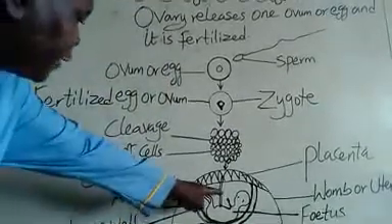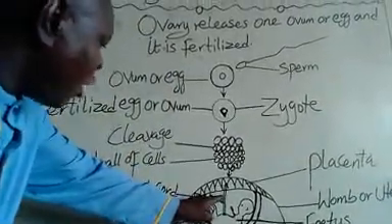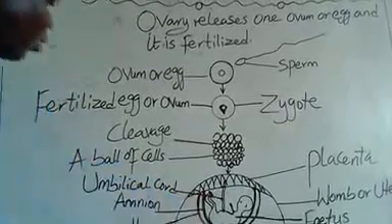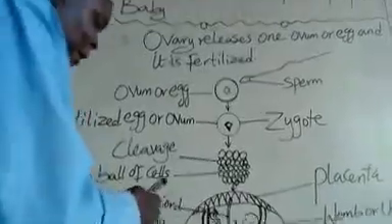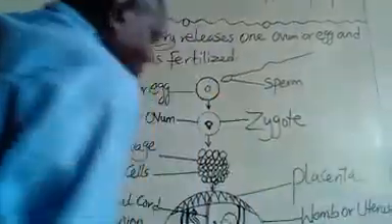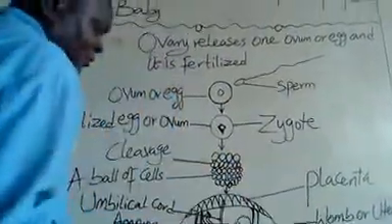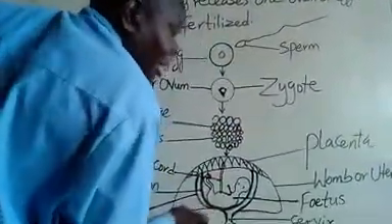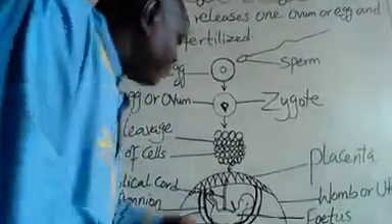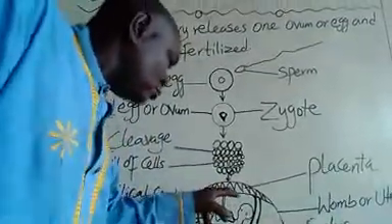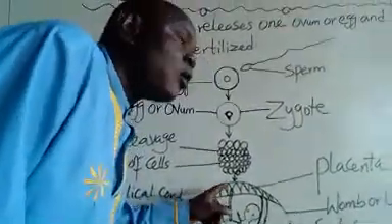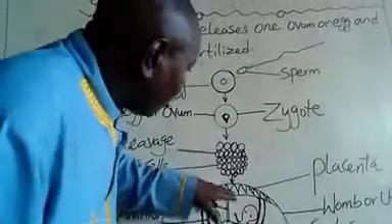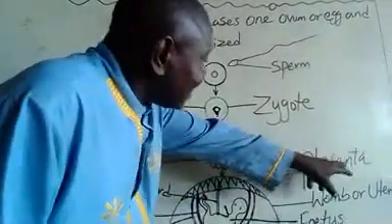We have what we call umbilical cord. Look at it here. The baby in the womb or uterus obtains food and oxygen from the mother through this umbilical cord. You know, this is what we call placenta.